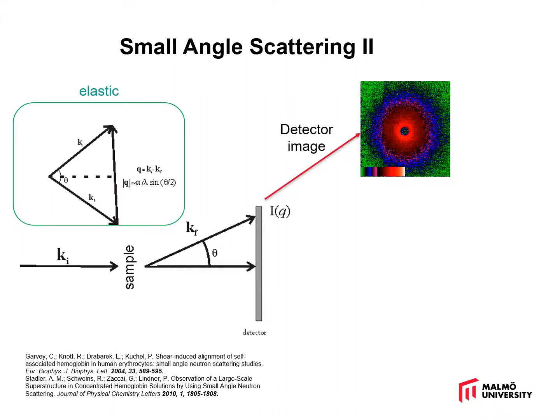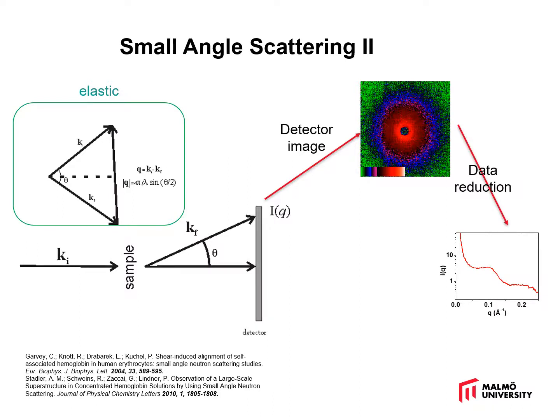Now, the neutrons are detected on, surprisingly enough, a detector. And what I have there is an image, and the color codes the number of neutrons per pixel. In the center, there's a beam stop, and that's effectively dead area in the detector.